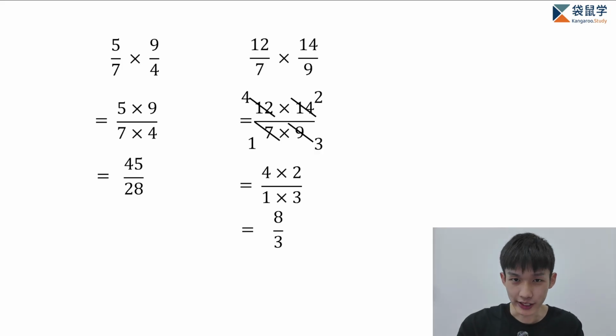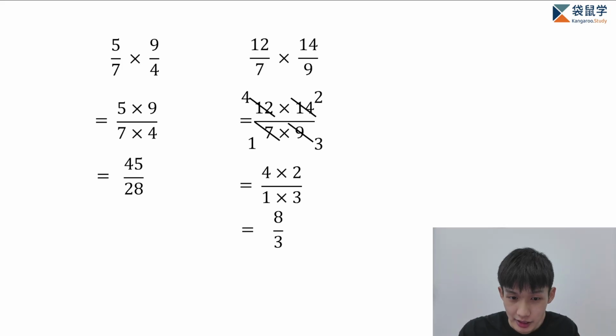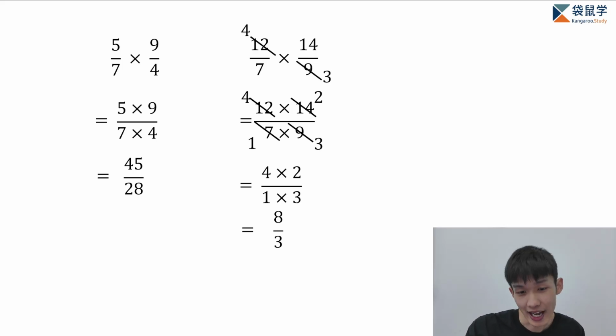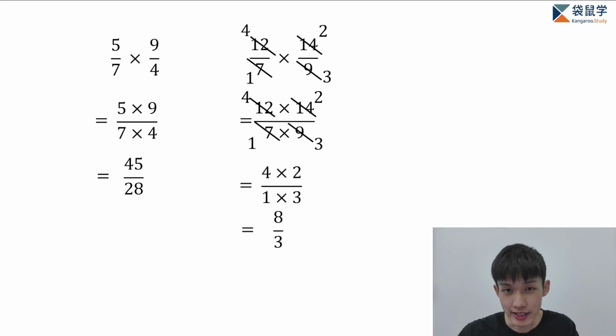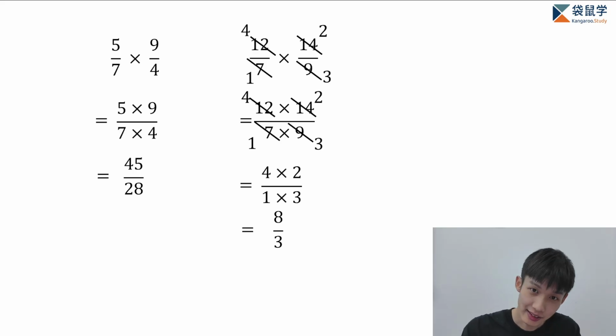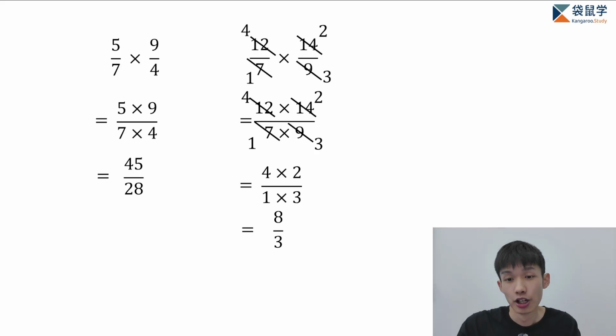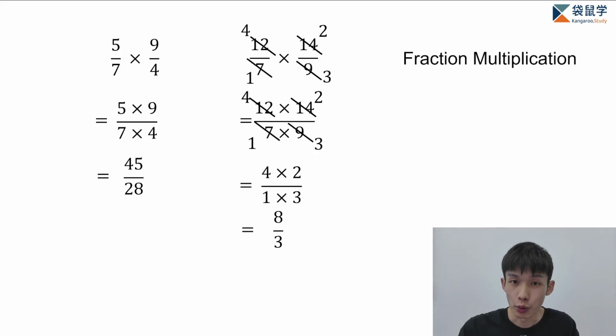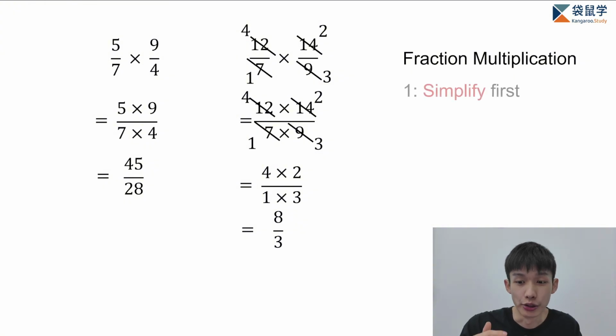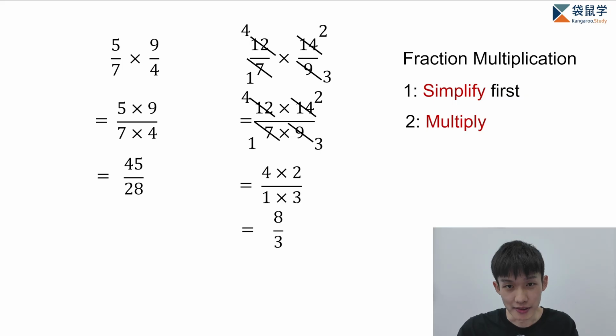But the question here is, we can not only do the simplification at the second stage, but we can also do it at the very beginning, which is 12 and 9 simplified, 14 and 7 simplified. That means we can ignore the second stage and go directly to the multiplication. So for fraction multiplications, the first step is not actually to multiply, it's to simplify. So always remember to simplify first, and then multiply them all together.